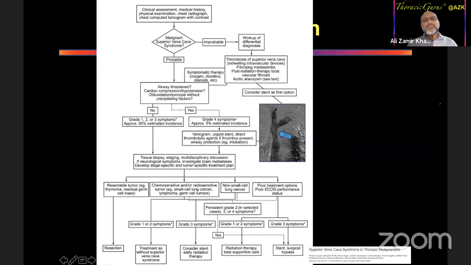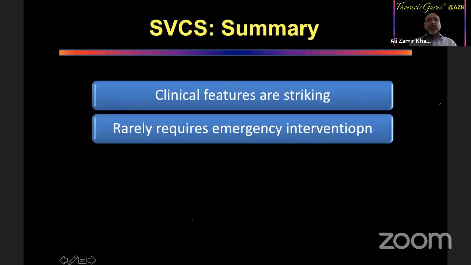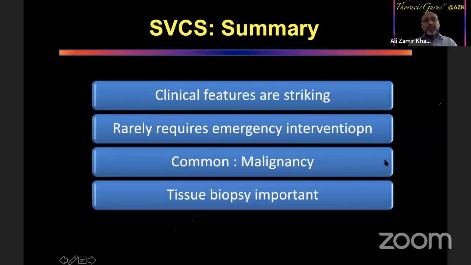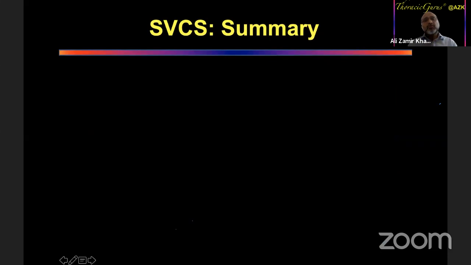Usually SVCO comes as a clinical case in the FRCS exam when you're dealing with chronic obstruction, not with acute obstruction. Okay, acute obstruction will never come, because the signs are so classical that we usually try to keep a case like this in the exams. So to summarize, clinical features are striking but rarely require emergency intervention. The commonest cause is malignancy. Tissue biopsy is important to find out what malignancy it is. MDT approach is quite important.